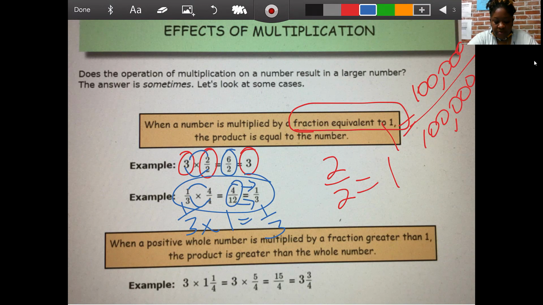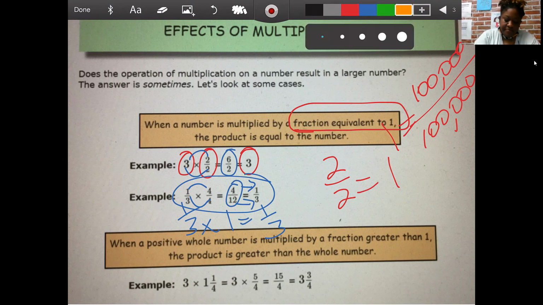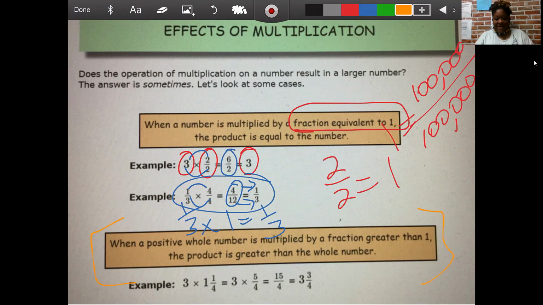Now, the next rule is below. When a positive whole number is multiplied by a fraction greater than 1, okay, not equal to 1, but bigger than 1, like 1.01, 1.02, 1.03, 1.10, 1.50, 1.80, 1.90, right? The product, you know, product is the answer. The product is greater than the whole number.